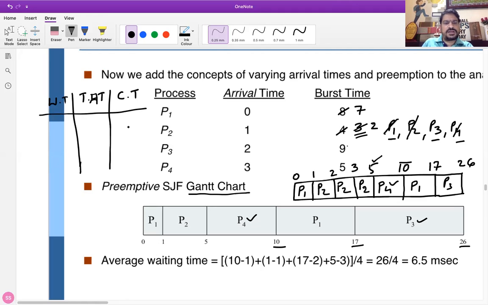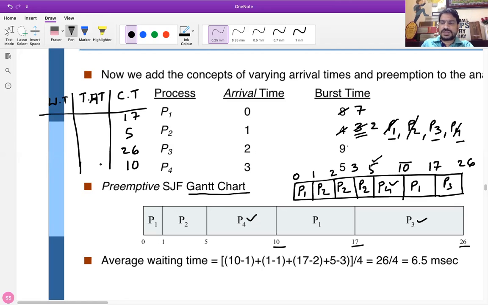Now, if we calculate the completion time of process P1, what is it? It is 17, right? So completion time of P1 is 17. What is the completion time of P2? It is 5, right? What is the completion time of P3? P3 is 26. And what is the completion time of P4? It is 10.